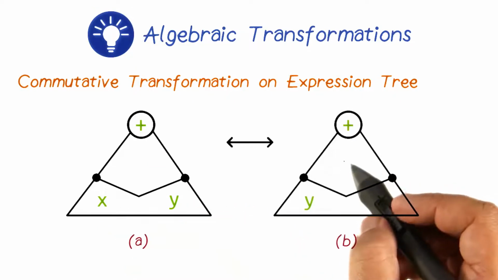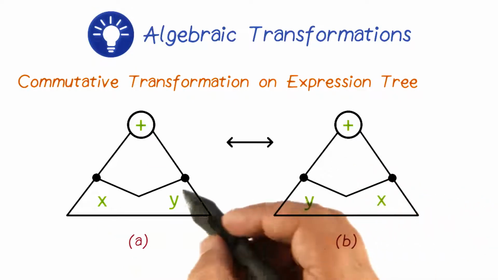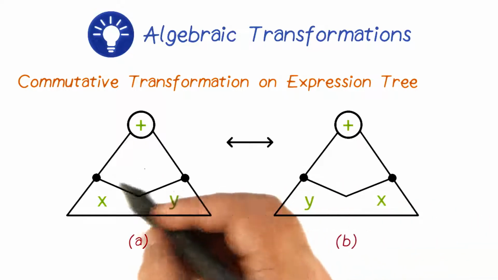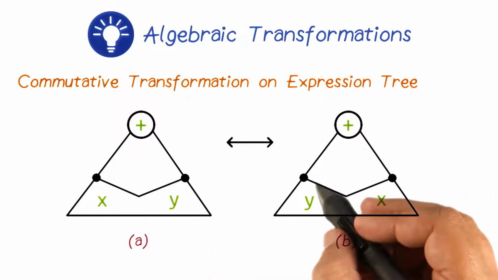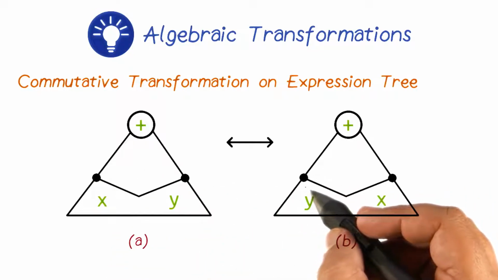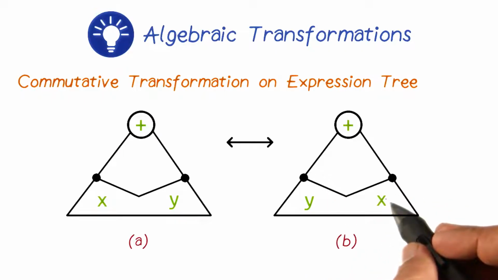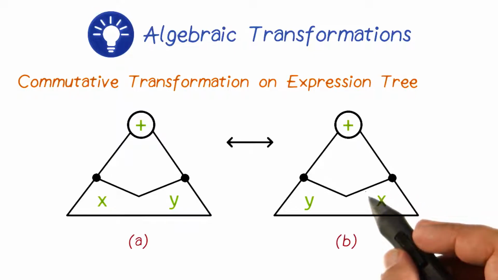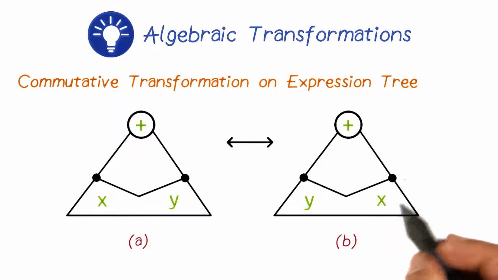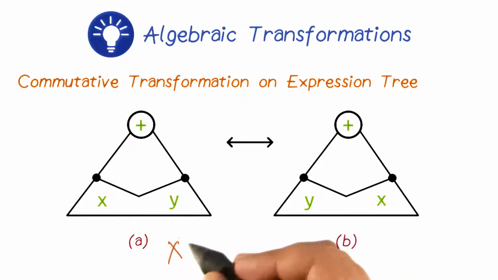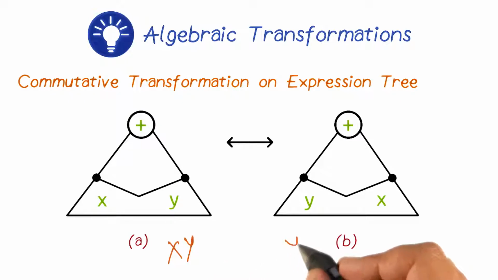And what we can do is use the commutativity property and flip this expression tree so that now y becomes the left hand side operand, x becomes the right hand side operand, and then we have a different access sequence, which is y followed by x, doing the addition of y plus x. Remember, x plus y is equal to y plus x, but the access sequence here is x followed by y, and the access sequence here is y followed by x.